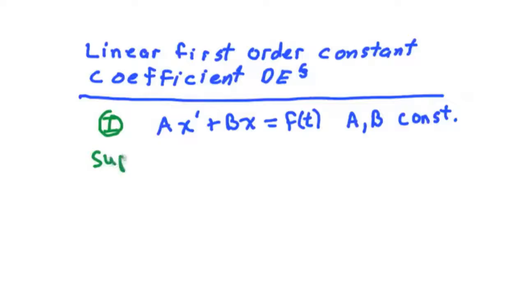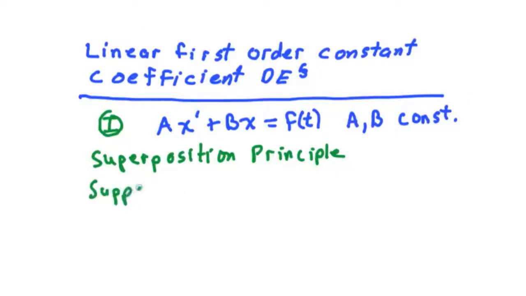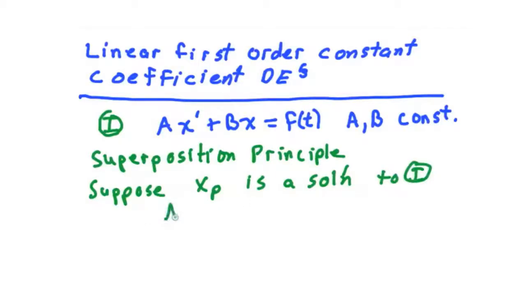And before solving some specific examples of I, I'm going to talk about a general principle called the superposition principle. Superposition is just a fancy word that means adding two functions together. And what does the superposition principle say? It says, suppose that x p is a solution to the equation I. So that means, I'll write it out explicitly, it means that a x p prime plus b x p is f of t. So I can draw an arrow there, like that.